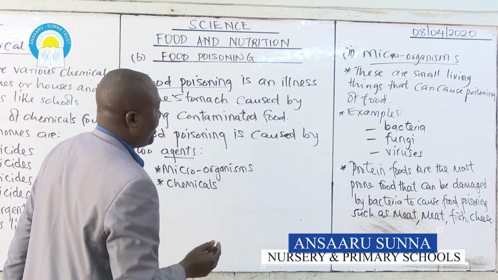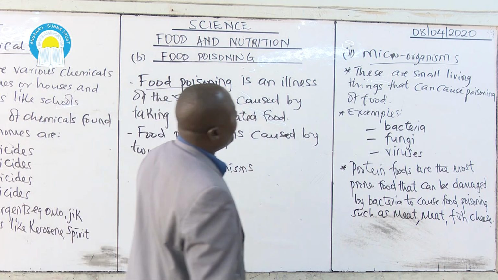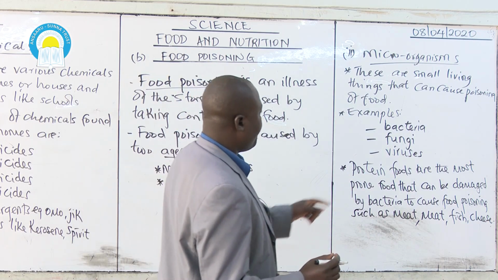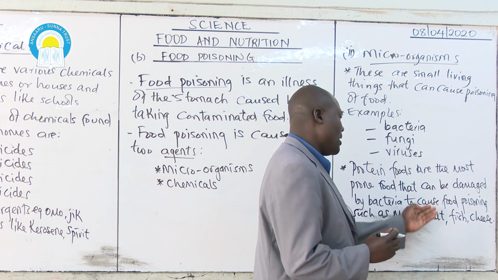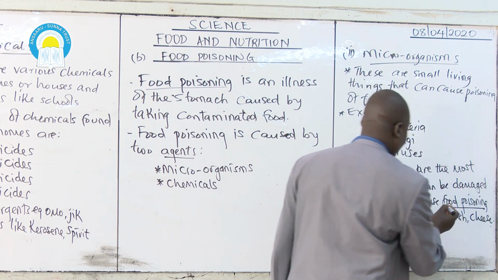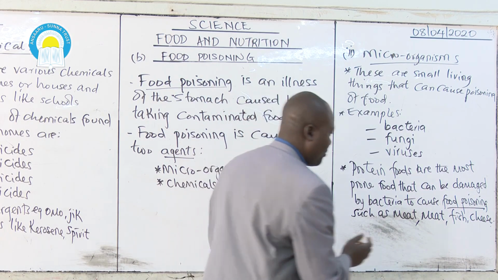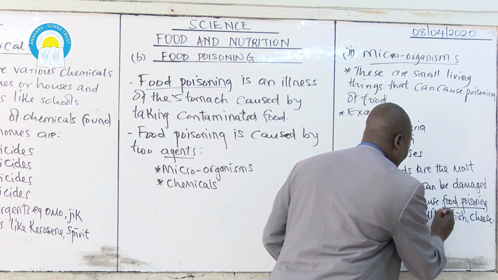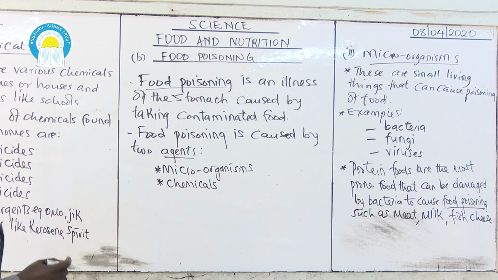Under microorganisms, protein foods are the most prone foods that can be damaged by bacteria to cause food poisoning, such as meat, milk, fish or cheese.